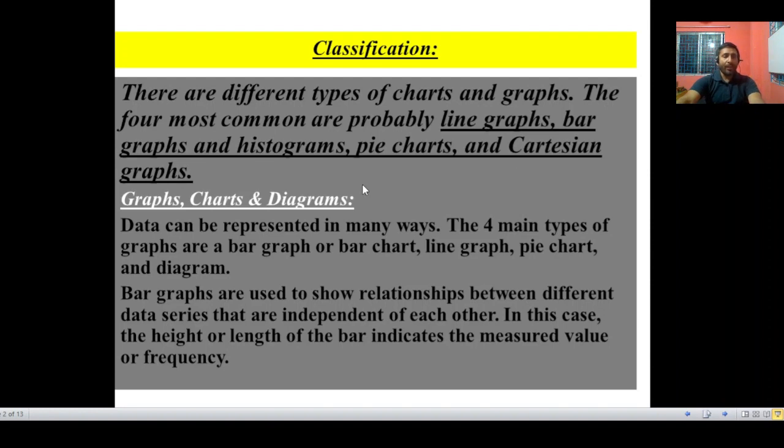And we have to learn that graphs, charts, and diagrams are similar to each other. Data can be represented in many ways. The four main types of graphs are bar graph or bar chart, line graph, pie chart, and diagram. Bar graphs are used to show relationships between different data series that are independent of each other. In this case, the height or length of the bar indicates the measured value or frequency. We have learned here graphs, charts, diagrams, and their definition.